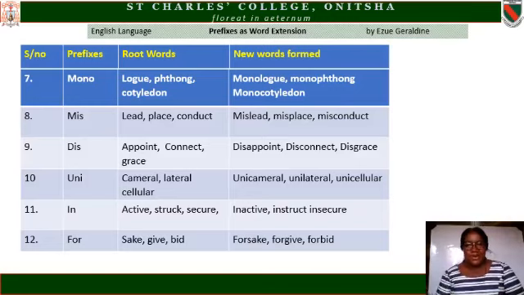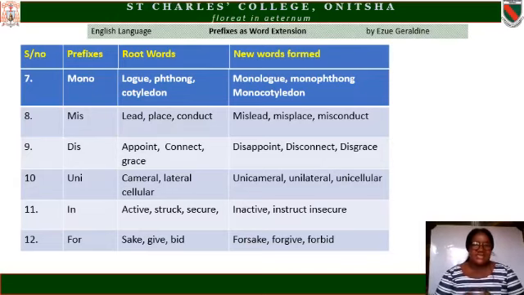Appoint, disappoint. Connect, disconnect. Grace, disgrace. Then we have uni. Uni means one. And we have cameral, lateral, cellular. So it gives us these three new words: unicameral, unilateral, and unicellular.